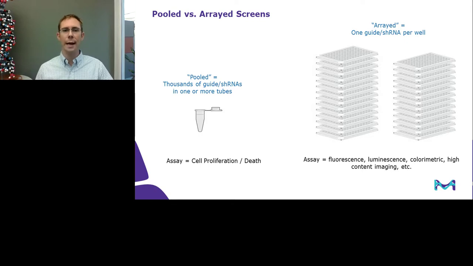Pooled screens are generally the most widely used and are pretty straightforward upfront, but they require much more of a time and expense investment on the back end during data deconvolution and follow-ups. Whereas arrayed screens require a much more substantial upfront investment of labor, but can yield a much broader diversity of data points and much less back-end effort because all of the data has really already been collected.